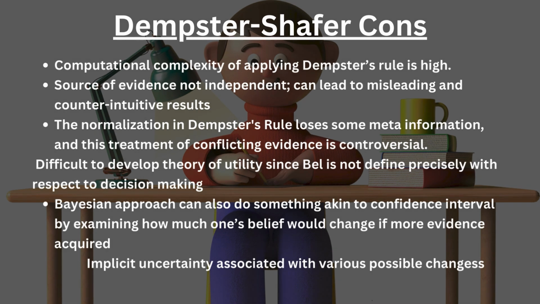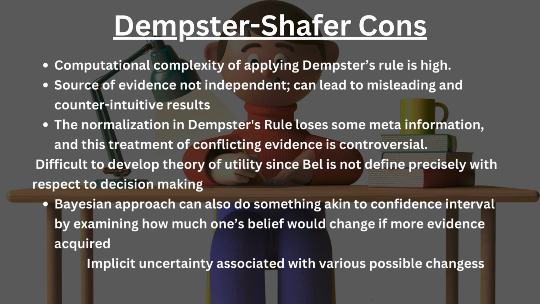The normalization step in Dempster-Shafer theory has been criticized for losing some meta information. This step may oversimplify the handling of conflicting evidence and can be controversial in certain applications where preserving such information is crucial. It can be challenging to develop a precise theory of utility within the framework of Dempster-Shafer theory. The concept of belief in DST is not precisely defined with respect to decision making, making it difficult to integrate DST seamlessly into a utility based decision theory.